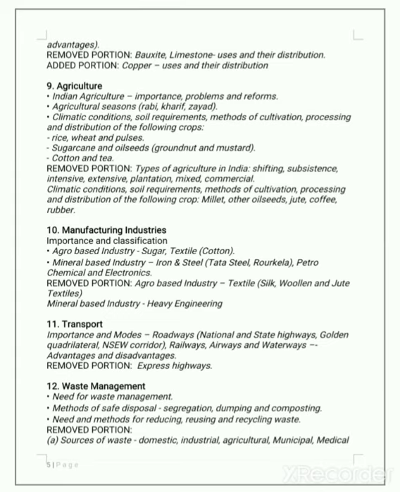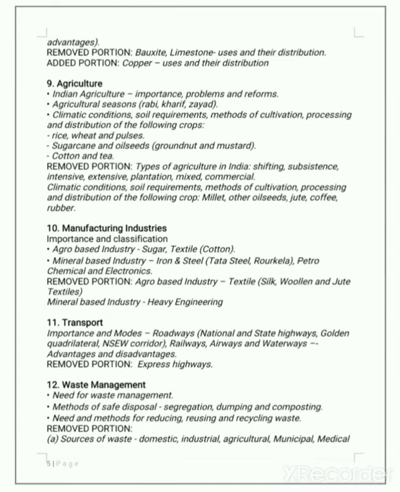Next chapter is transport. Here you are supposed to know the importance of transport, and you are supposed to study the different modes of transport: roadways, railways, airways and waterways. From roadways, you are supposed to know national and state highways, golden quadrilaterals and north, south, east, west corridor. You are also supposed to study advantages and disadvantages of transport. The removed portion from this chapter is express highways. You need not do it.